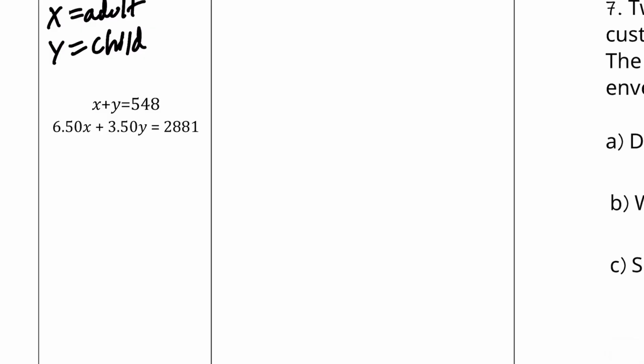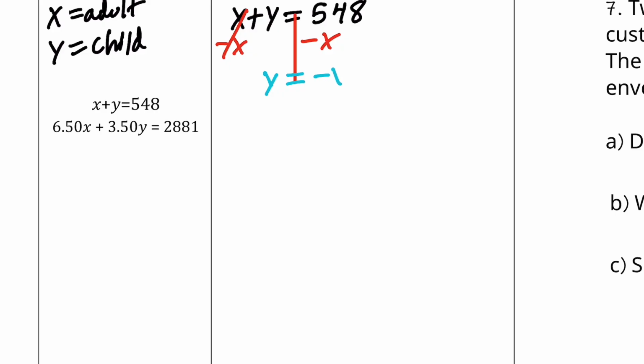All right, now again, I'm going to solve this by graphing. So x plus y is equal to 548. This one's a pretty easy one to solve. Just subtract x on both sides. x and x go away, and I'm left with y is equal to -x plus 548. There we go. Then my second equation.